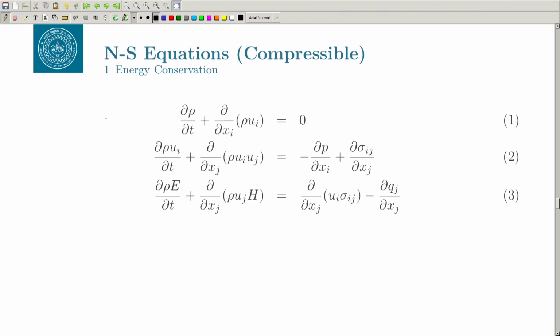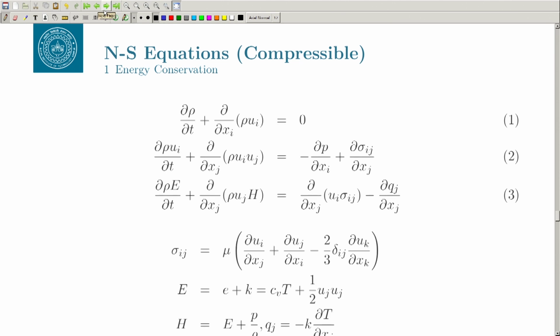We have this mass conservation equation here, then we have this momentum conservation equation here, and lastly we have this energy conservation equation. So, all three conservation laws we have written. We have the pressure gradient term. I have removed the body force here. You can add that if you want. That will not change the representation of the equations.